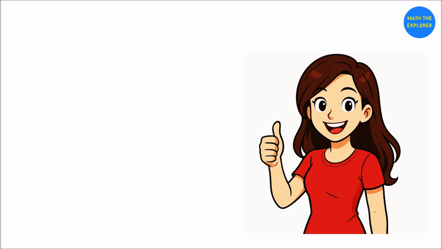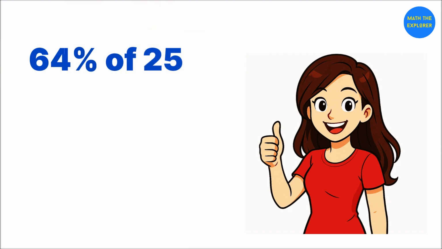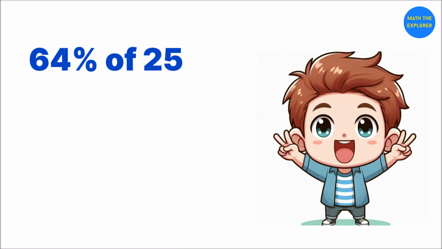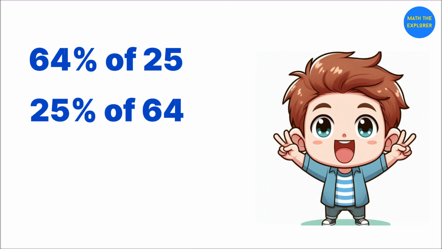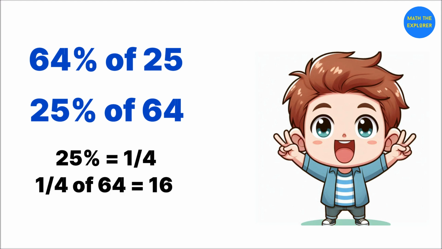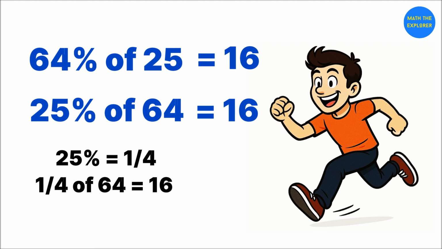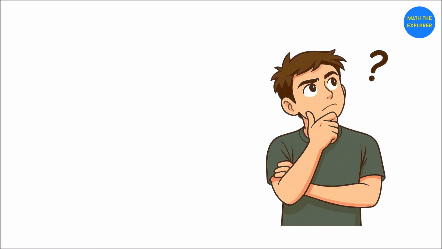Ready for the next one? Let's do a different example. What is 64% of 25? Now we can repeat the process. Instead of doing 64% of 25, let's do 25% of 64. Since 25% is equal to 1 over 4, 1 over 4 of 64 is exactly equal to 16. Therefore, 64% of 25 is equal to 16. That was super fast! Now let's do a smaller one.